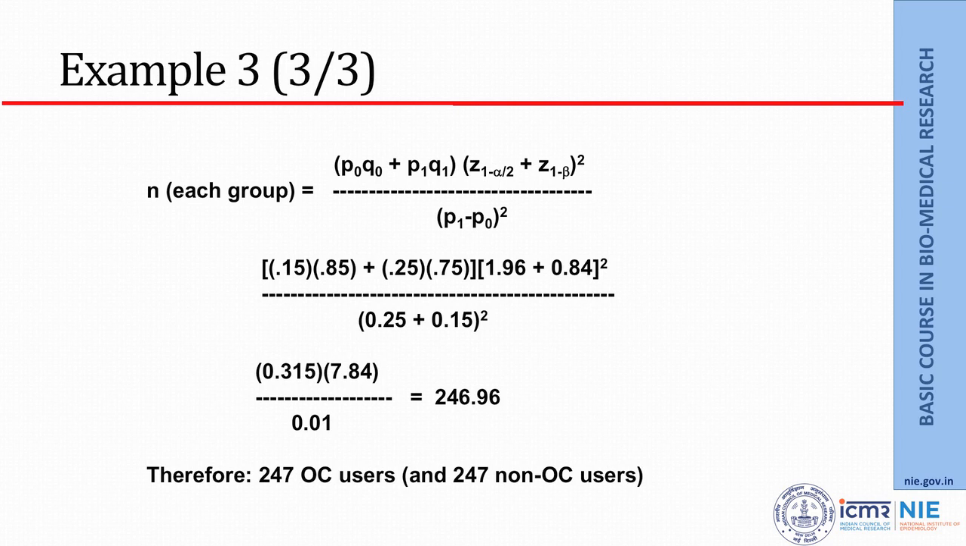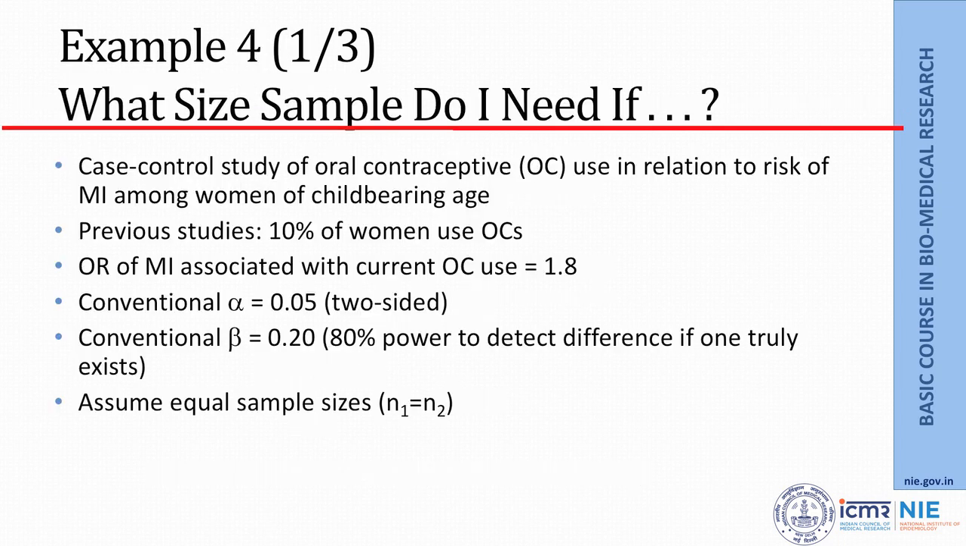Now, let us take an example of a case control design. How do you go about it? In a case control study of oral contraceptive use in relation to the risk of myocardial infarction among women of childbearing age, previous studies say 10% of women use OCs, and the OR of MI associated with current OC use is 1.08.